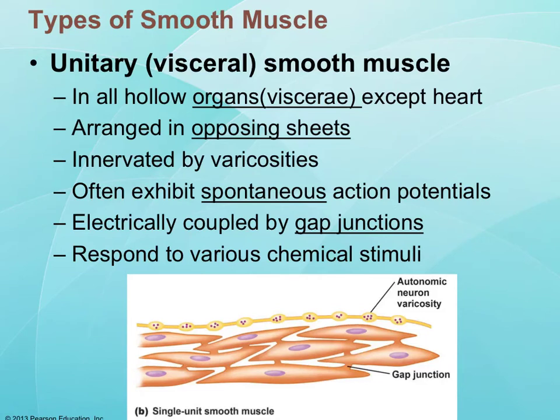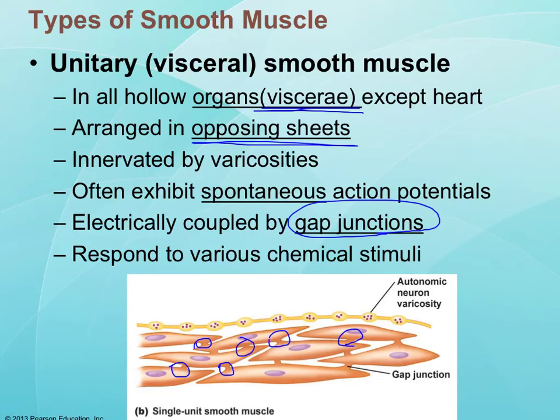The unitary smooth muscle cells are united together by gap junctions. As in this picture, you can see those are the gap junctions that connect those cells together. It is also called visceral smooth muscle because this type of smooth muscle is around the viscera. Those are the inner organs in the abdominopelvic cavity, like your stomach, small intestine, and large intestine. They are usually arranged in two layers, so-called opposing sheets. One is in the longitudinal direction, the other in the circular direction.